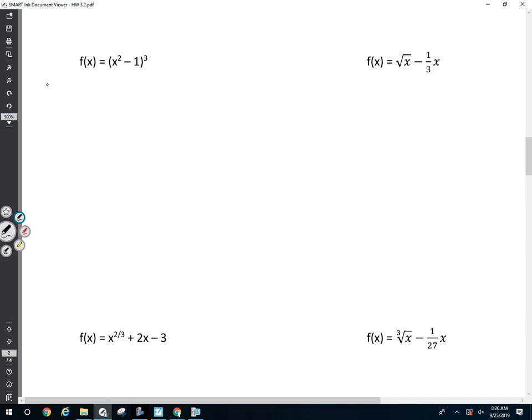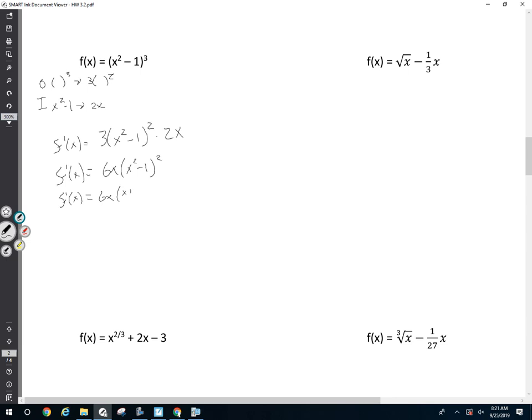Chain rule. O's and I's. Outside, inside. Derivatives. Let's go. 3 times (x squared minus 1) squared times 2x. 6x times (x squared minus 1) squared. Careful. You could factor x squared minus 1 as (x plus 1)(x minus 1). That is being squared, though.